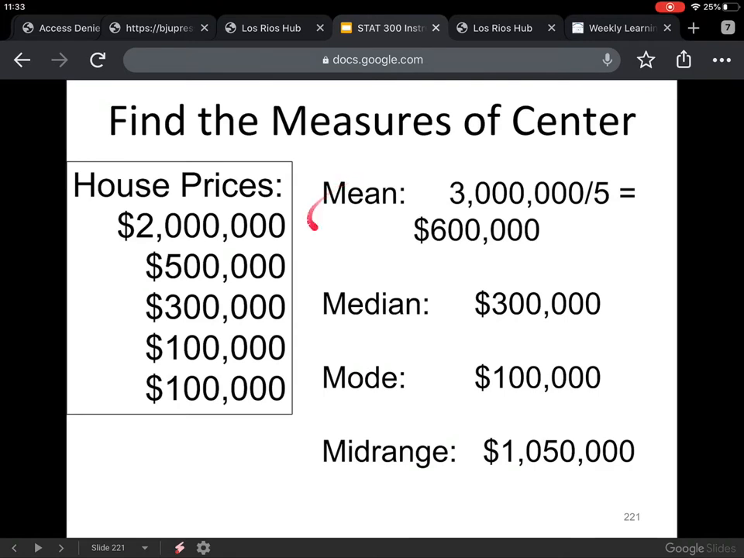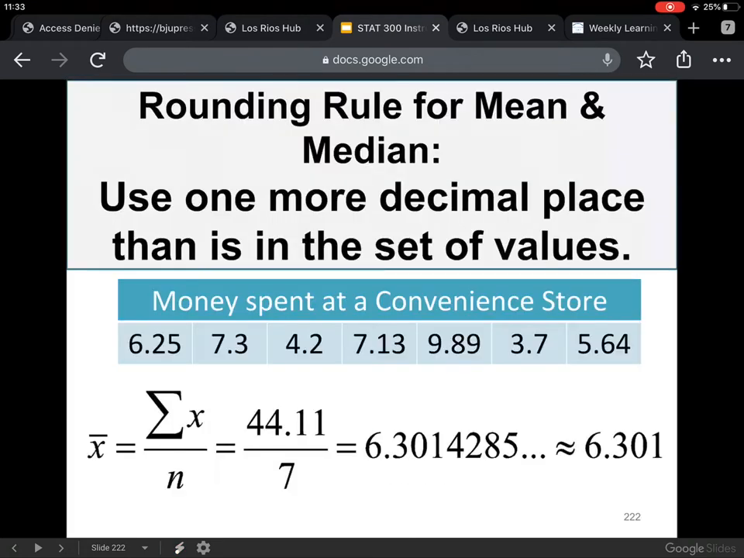Do you see how the mean and the mid-range are very much affected by outliers? This right here, right? That's the 2 million. That's affecting this mean and this mid-range as well. The span of values here is quite large, between 2 million and 100,000. Okay, so that's good practice.